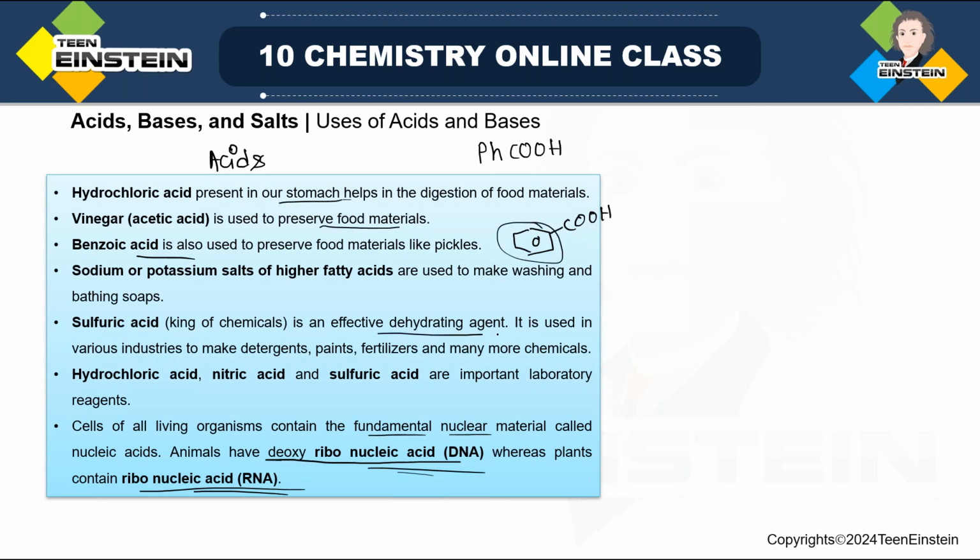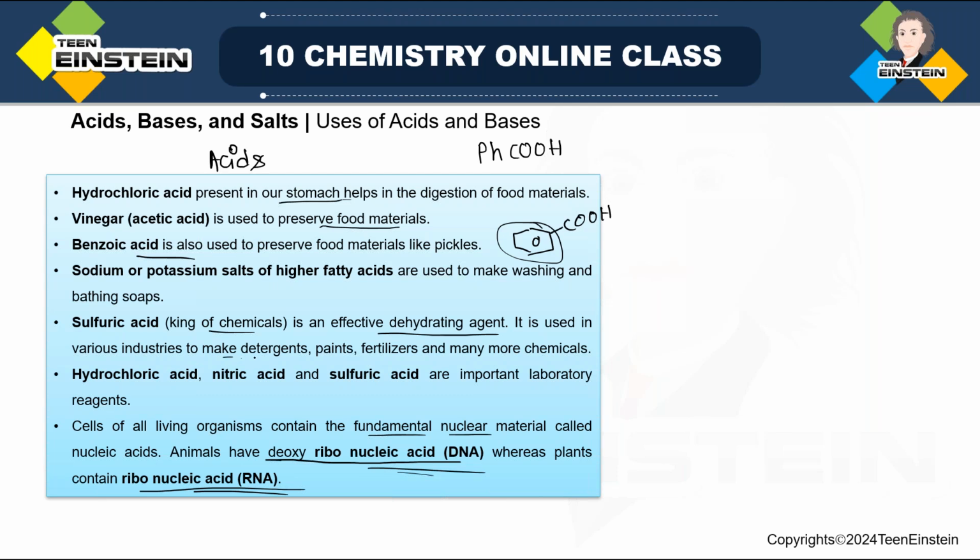Sulfuric acid is an effective dehydrating agent. It is known as the king of chemicals. Why is it known like this? Because this acid can react with a great variety of substances. Its reacting capacity is so high that it is called the king of chemicals, and it is a very good dehydrating agent. It has the capacity to attract water.